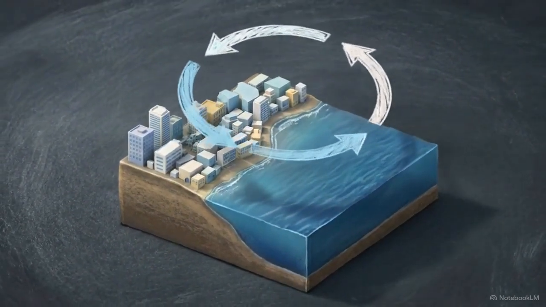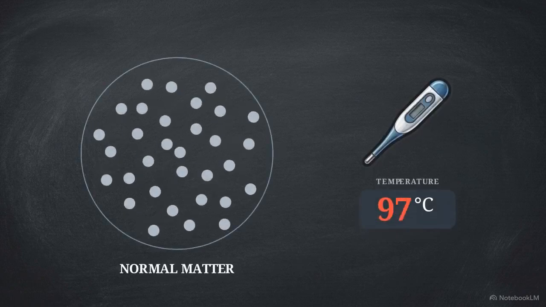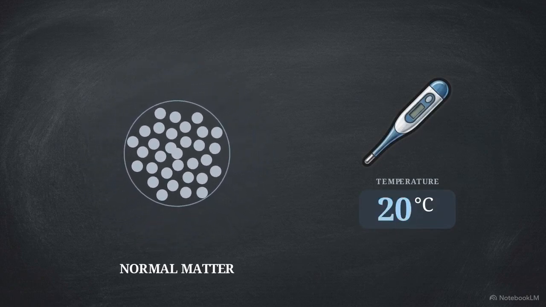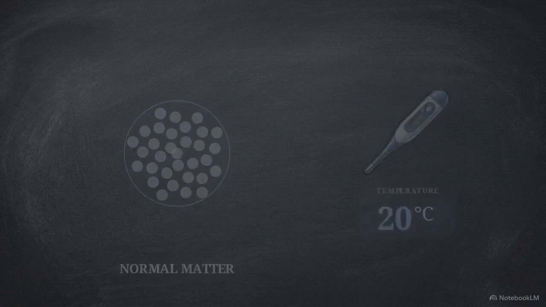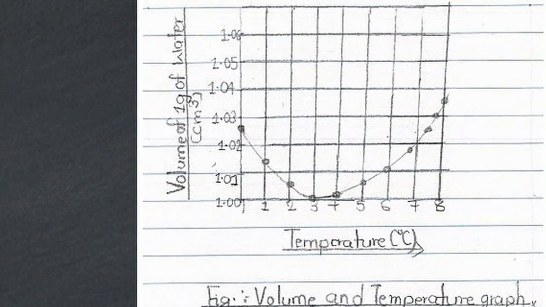What happens to this thermal buffer when temperatures plunge toward freezing? For almost all normal matter, the thermodynamic rule is simple. As temperature falls, kinetic energy drops and volume steadily decreases. This graph tracks water's volume as it cools. Initially, it follows normal rules, its volume steadily decreasing down to exactly 4 degrees Celsius. But below 4 degrees, the behavior inverts. Volume actually increases as temperature approaches zero.